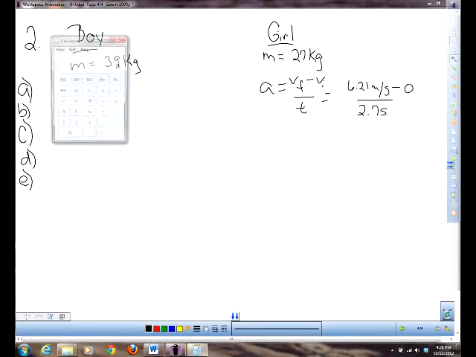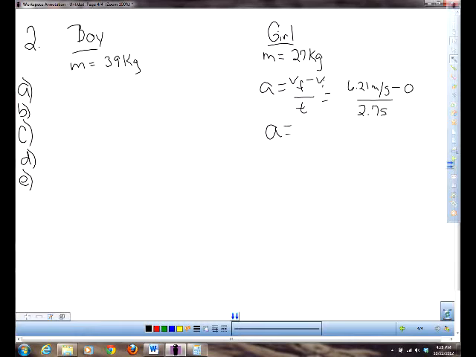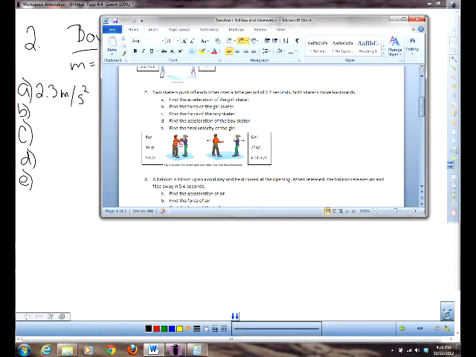Okay, so 6.21 divided by 2.7 equals, okay, so the acceleration is equal to 2.3 meters per second squared. So over here we're going to write 2.3 meters per second squared. Okay, back to the problem that says now find the force of the girl.